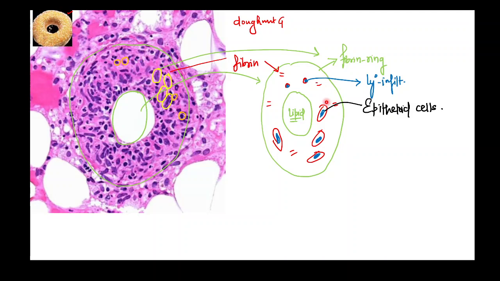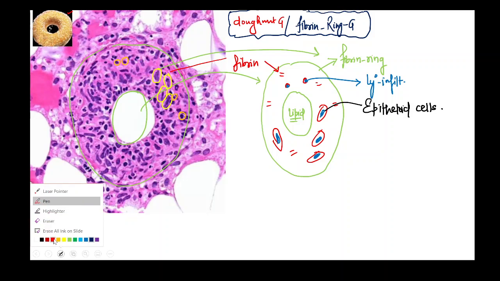So donut granuloma or fibrin ring granuloma. That is why the name is donut granuloma or fibrin ring granuloma. So the question is, where are you going to find this donut or fibrin ring granuloma, which condition?